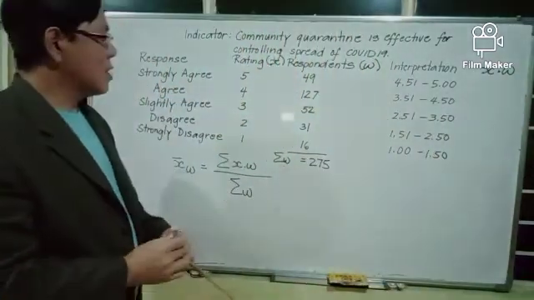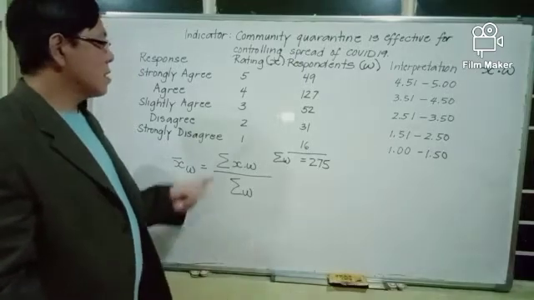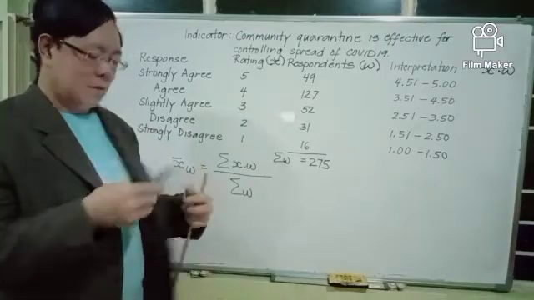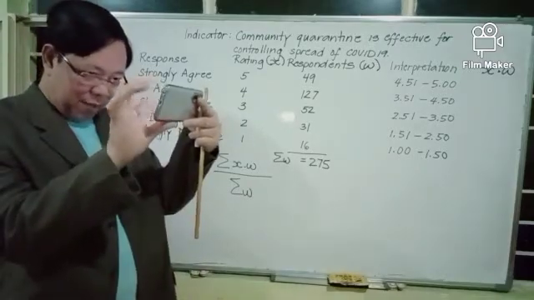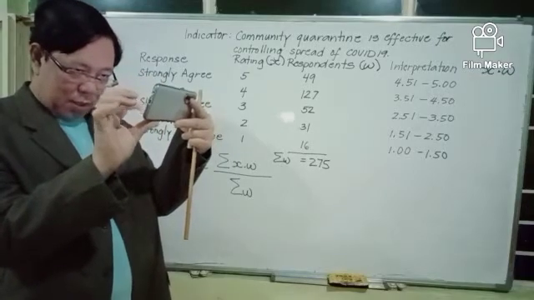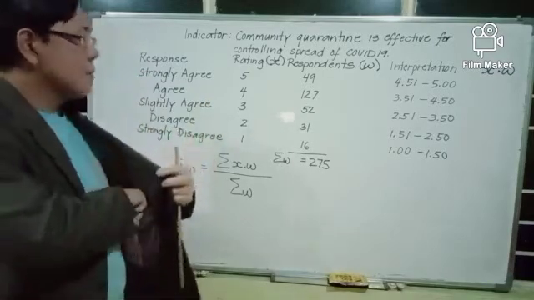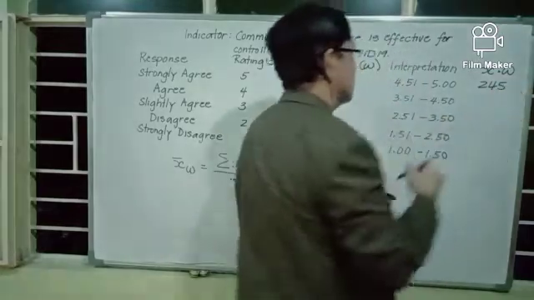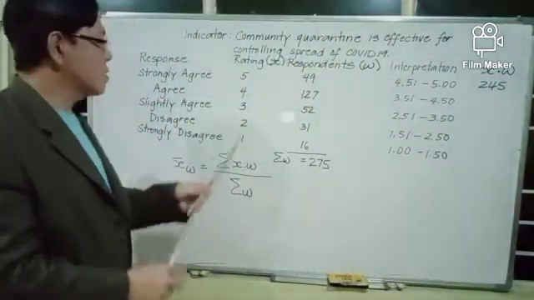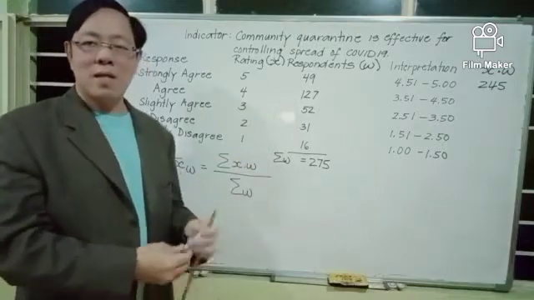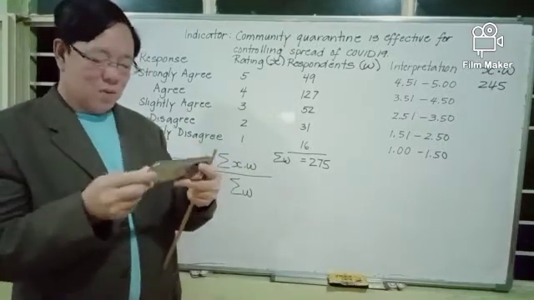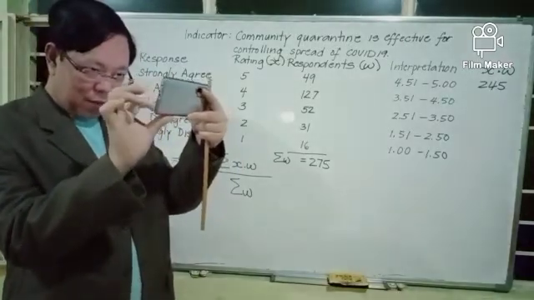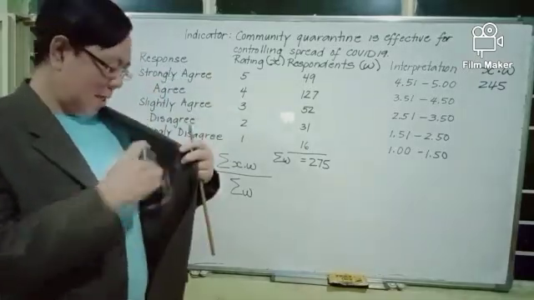And you need to get your calculator again. We start by computing 5 multiplied by 49. 5 multiplied by 49 is 245. We write 245. Next, we compute the product 4 multiplied by 127 using our calculator. 4 multiplied by 127, and you should get 508.